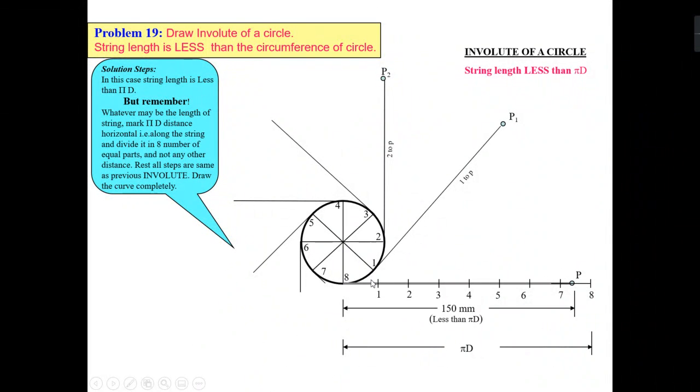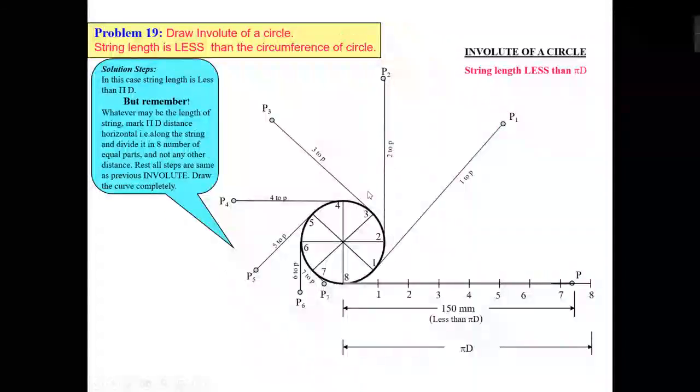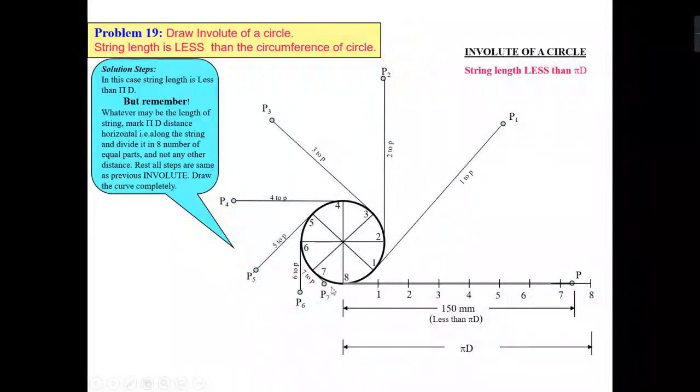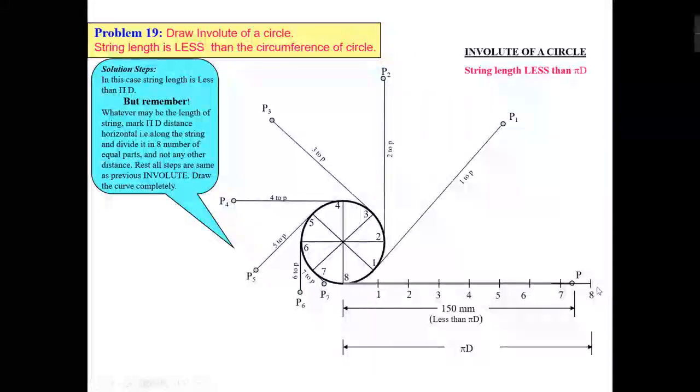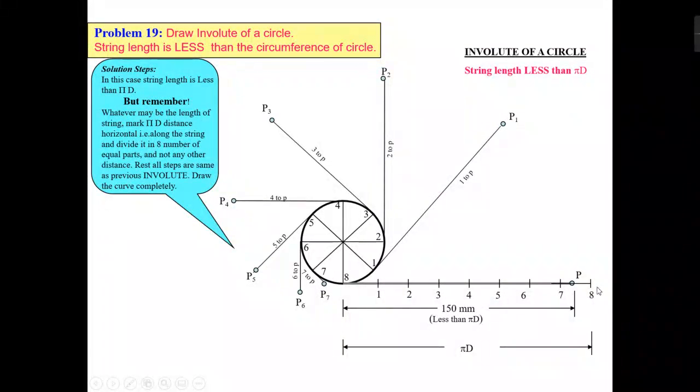Here it is a simple process you can follow: 1 to P, 2 to P, up to 7 to P. After that, you have to follow the same method as I told you in the previous problem. You can draw the chord 7 to 8, and divide the chord according to whatever portion you are getting for 7 to P, and you can complete your drawing.